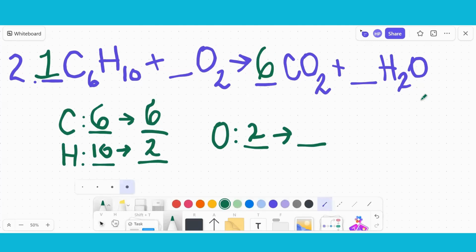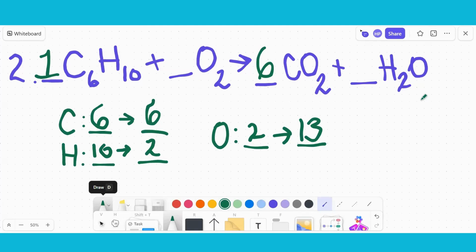There's 6 times 2 oxygens plus the 1 over here. So 6 times 2 is 12 plus 1 is 13. Now this looks pretty funky, right? Our carbons are balanced, but our hydrogen and oxygens are very much unbalanced. The next thing I want to do is make my hydrogens match because there's a bunch of them on the left and only 2 on the right.